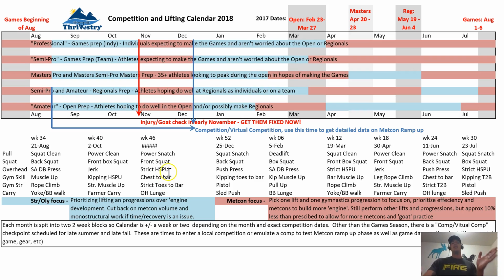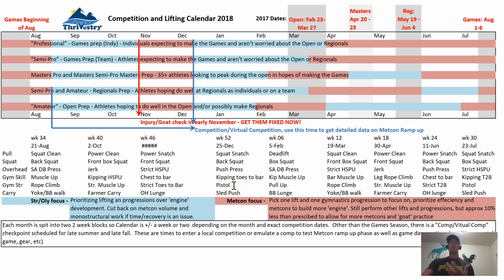The way that these lifts are planned out is that they lean into each other from a performance standpoint. So you can see we're doing power snatches for 6 weeks, and then we do squat snatch. We're working snatch for 12 weeks, but we're building momentum throughout the year. The same thing goes for front squat to back squat. The strict handstand push-ups are going to help people with their push press. And the strict toes to bar is going to help people with their kipping toes to bar.